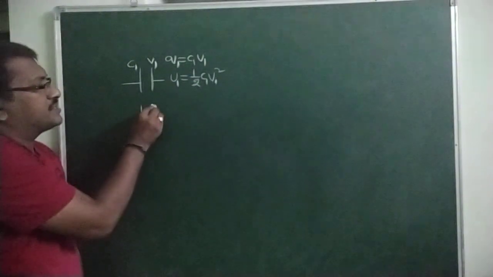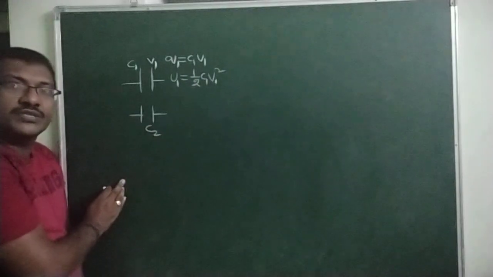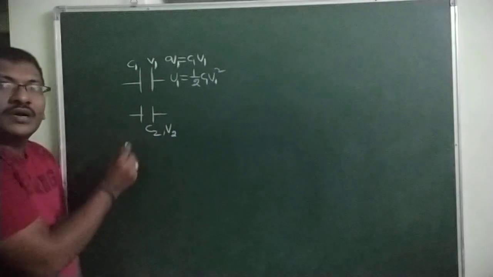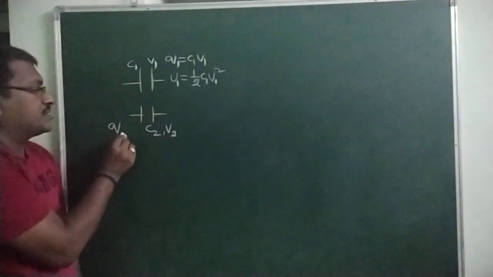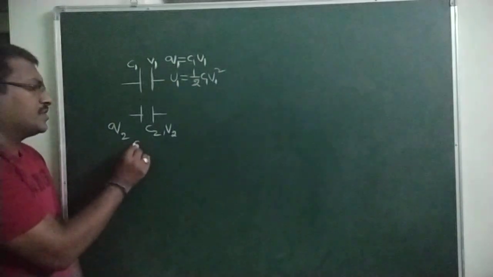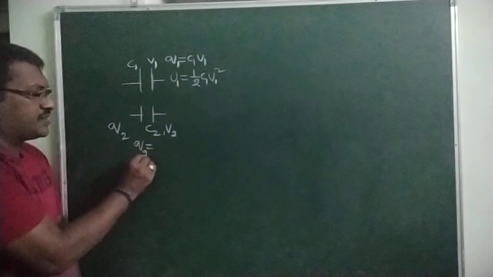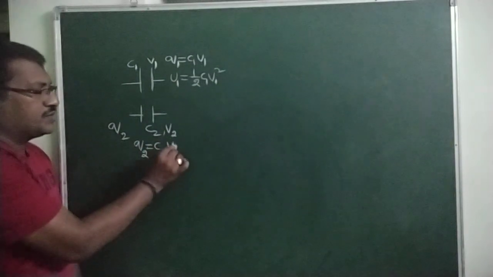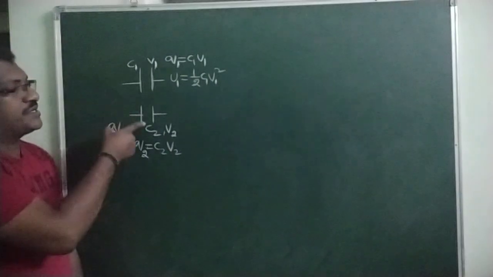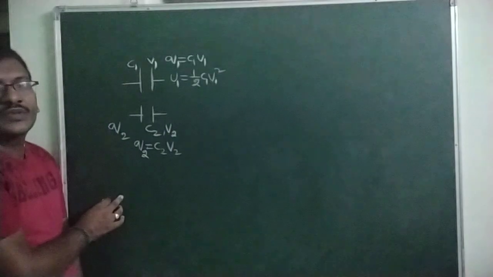And one more capacitor is there. So the capacity of the capacitor we can take as C2 and potential V2, and the charge on this capacitor we can take as Q2. By using the general formula, the charge Q is equal to CV. So from that formula, the charge on this capacitor Q2 is equal to C2 V2. First capacitor, second capacitor: capacity, potential and charge are there.